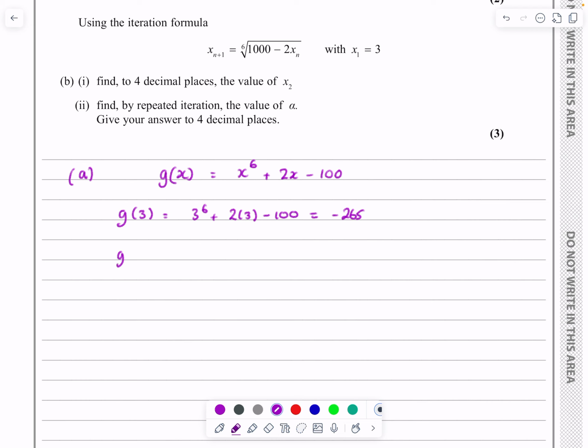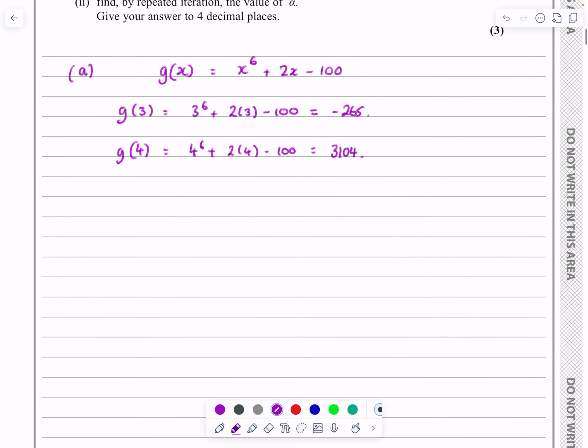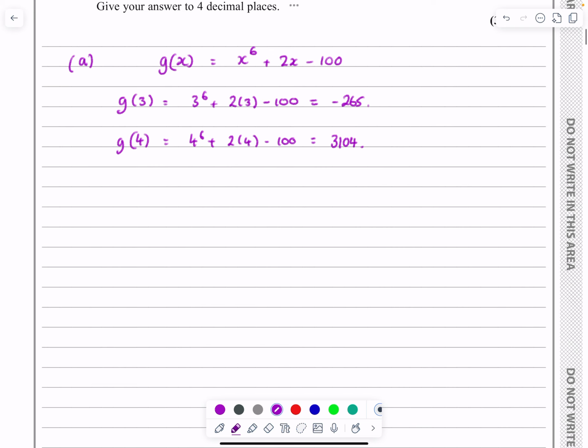Sub in 4 and again see what we get, which this time is 4^6 + 2 lots of 4 - 100, and that works out to be 3,104. And the key there is that we've got a sign change. If you've got a sign change, then there's a root. But get the language correct.